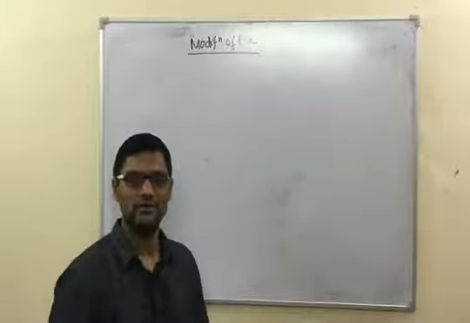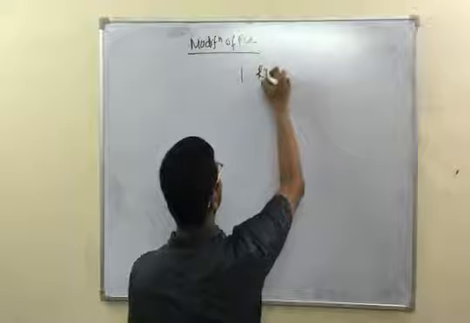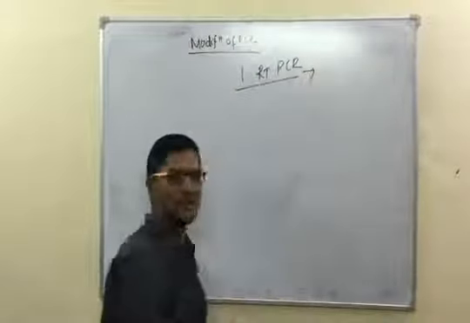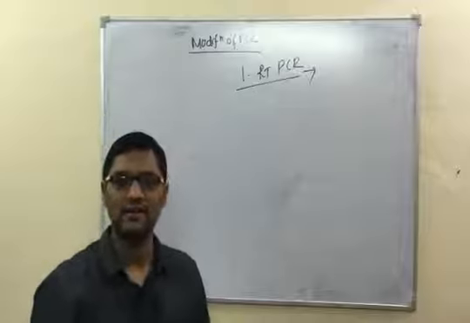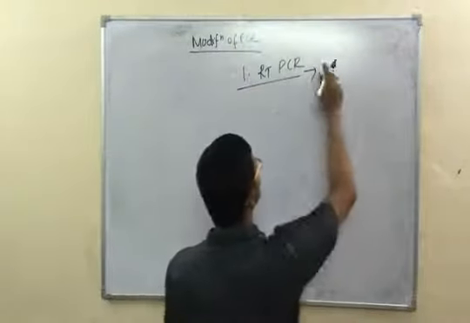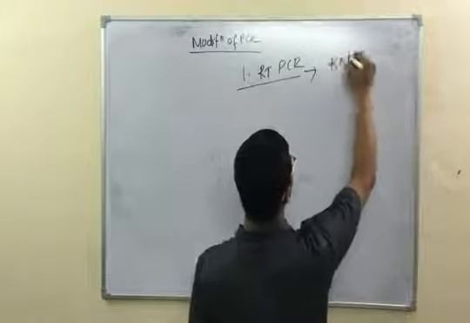So there are various modifications of PCR. First is reverse transcriptase PCR. Does PCR detect DNA or RNA? PCR amplifies the DNA. If you want to amplify the RNA, you have to do a reverse transcriptase PCR, which will amplify the RNA.